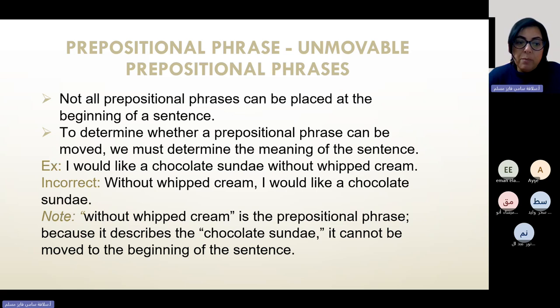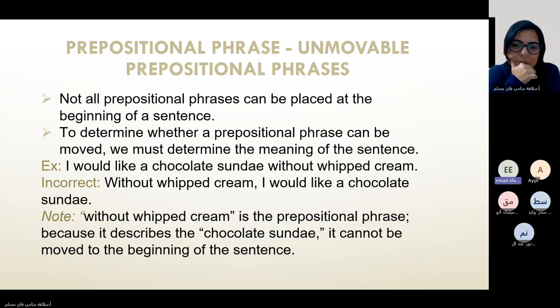Iman, can you read the example, please? Yes. Number 1, I would like a chocolate sundae without whipped cream. Incorrect: Without whipped cream, I would like a chocolate sundae. No, it doesn't make sense, right? Without whipped cream, meaning without cream, please. You can't start a sentence with without whipped cream. Okay, note.